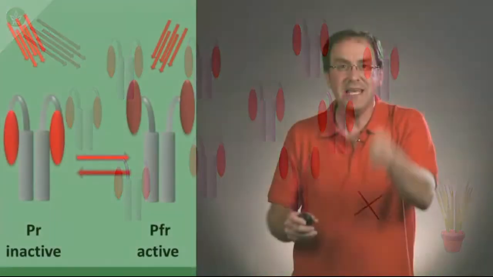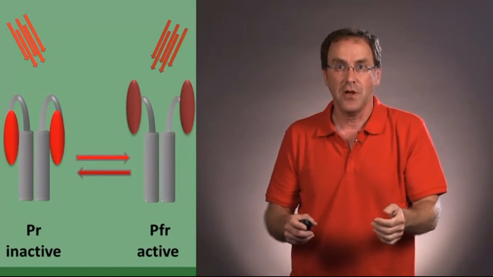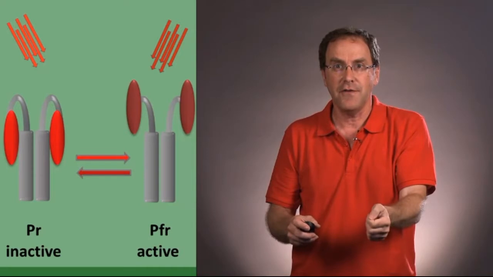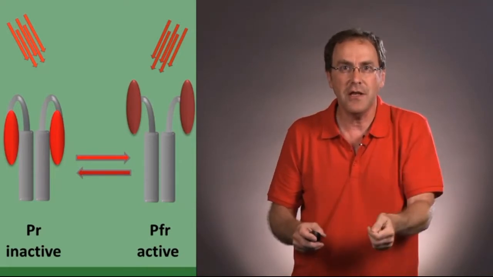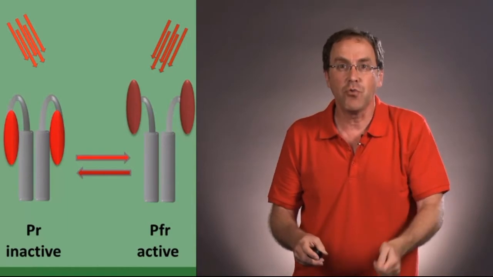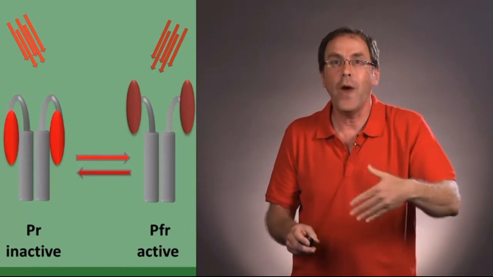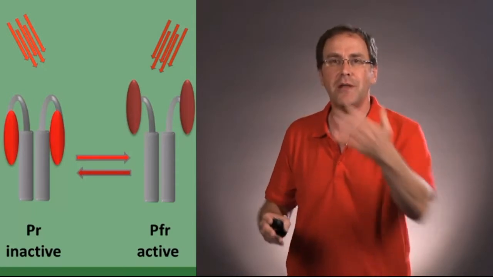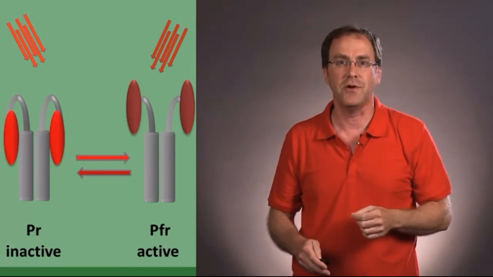And so now we can see how this switch works. The red light turns it on. The far red light turns it off. If you give the flashes very quickly, you've gone up, down, there's been no effect. But if you give the red light flash and then wait a while before you give the far red, then it's too late. The signal's already been transduced forward.